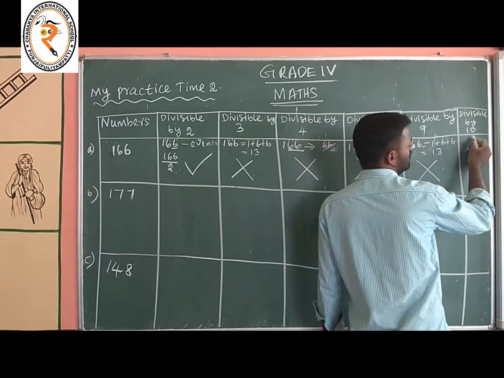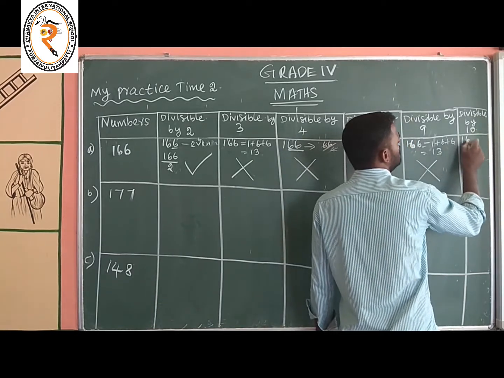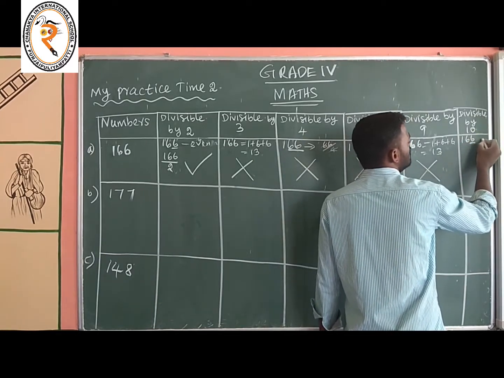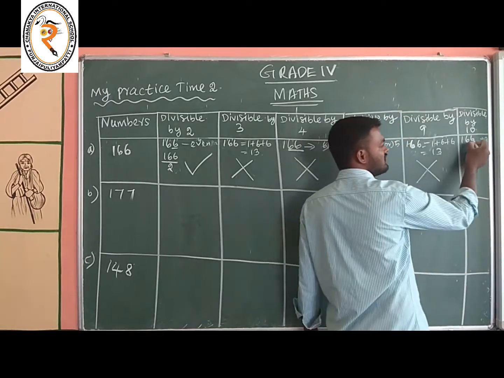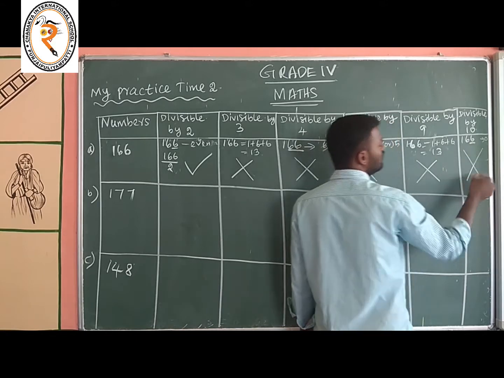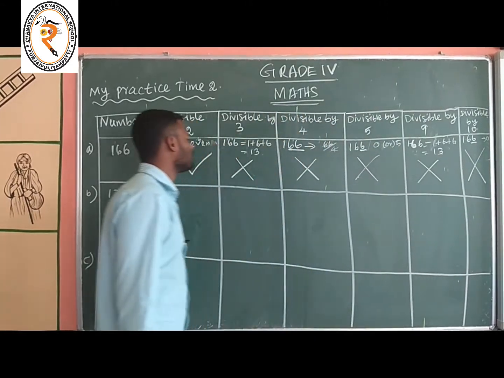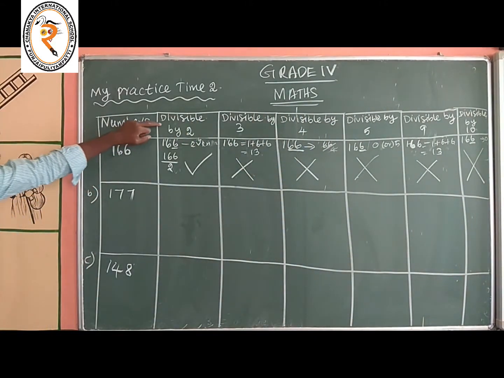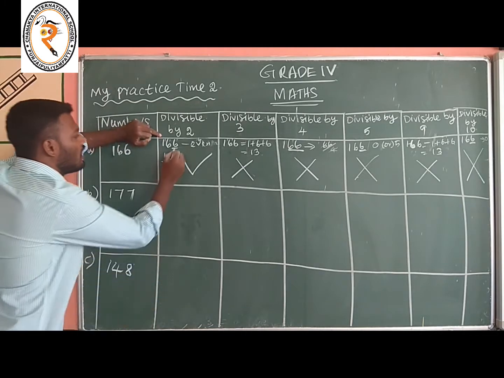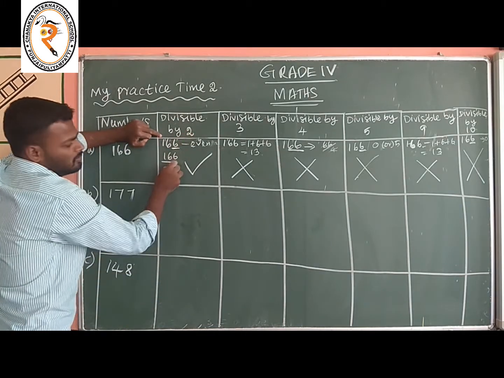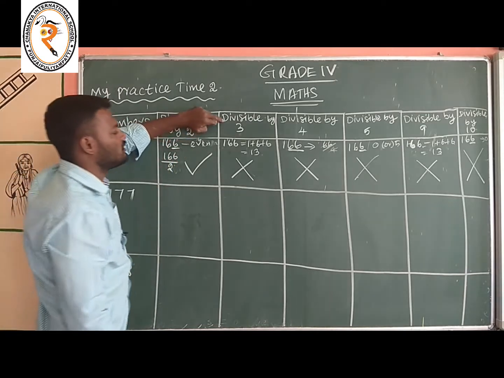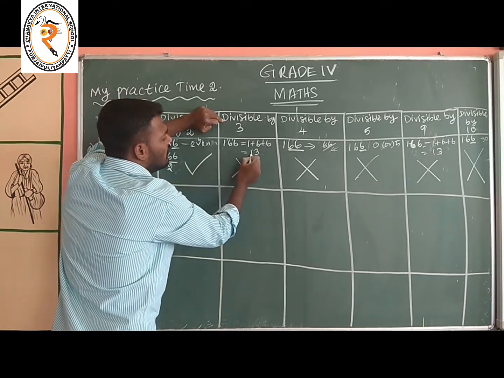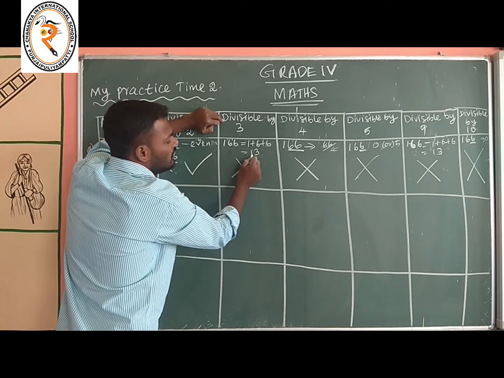Now the divisibility by 10 rule: the unit digit must be 0. Here the unit digit is 6, so it is not divisible by 10. In the divisible by 2 rule, if the last digit is an even number, it must be divisible by 2. It is also divisible by 2. Divisible by 3: the sum of all the digits is 13.